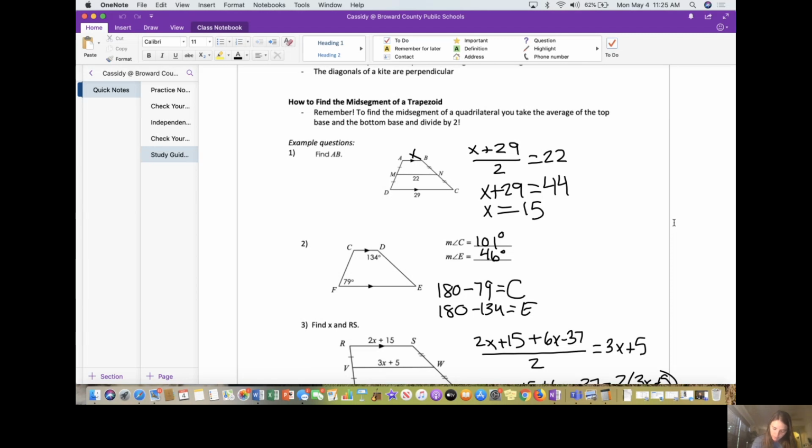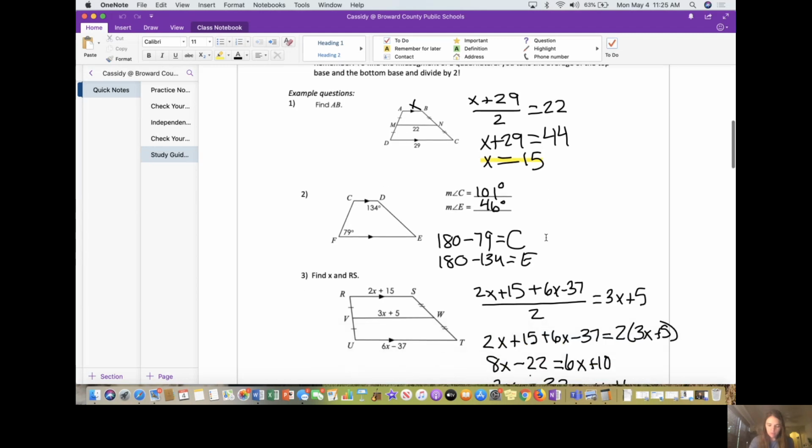First answer was x equals 15. They asked us for AB, but remember we substituted in x for AB. All right, so x equals 15. This one, the answers are right here. C is 101 and E is 46.